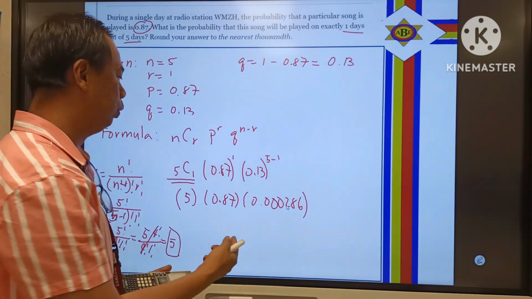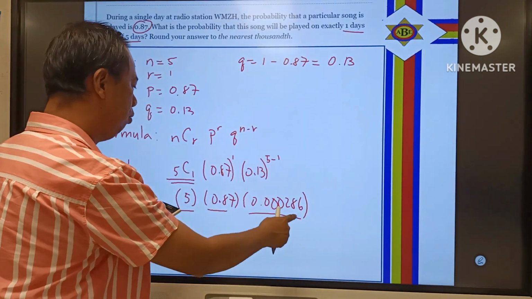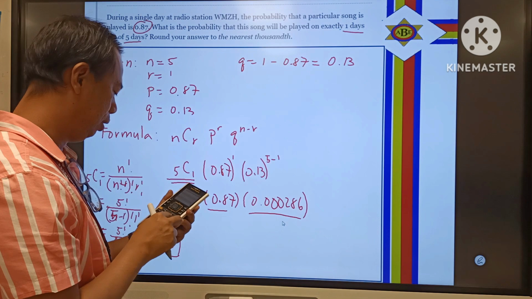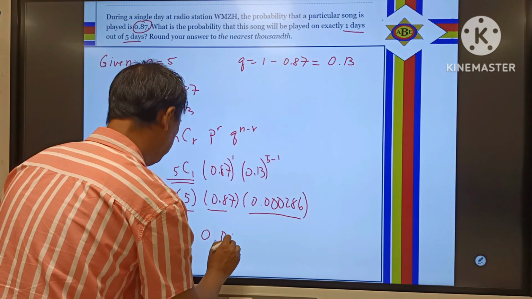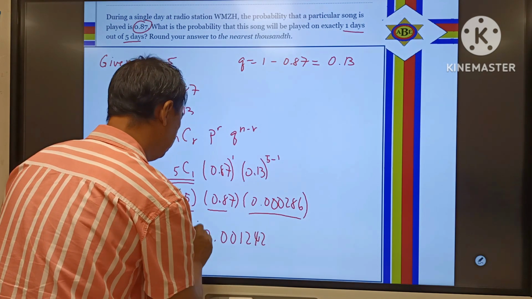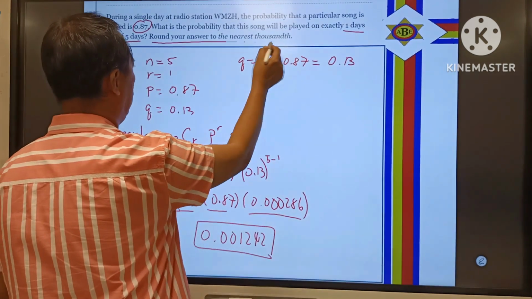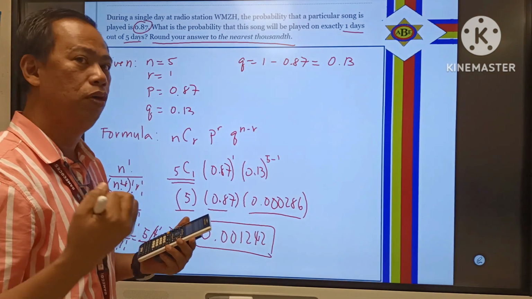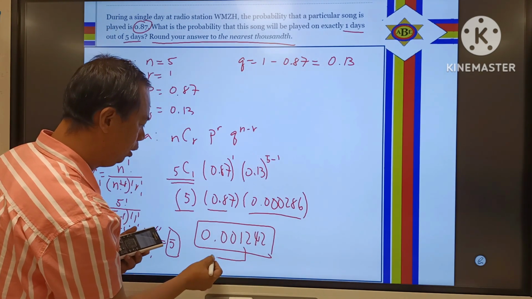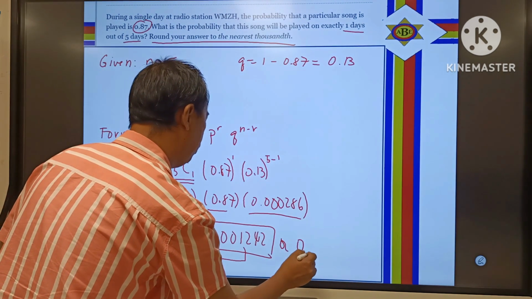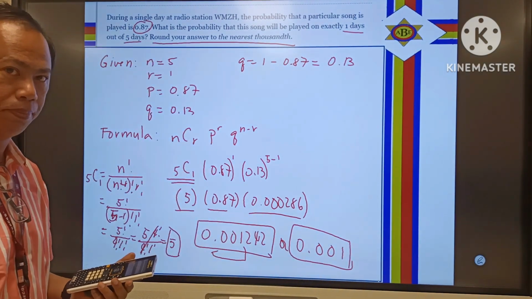Then what we're going to do now is multiply these three values. You multiply that to 0.87, then multiply that to 5. So our answer will be 0.001242. This is the answer, but not the final answer, because according to the statement, it should be to the nearest thousandth. So it must be 3 digits after the decimal point. So the final answer will be 0.001. This is the answer for this problem.